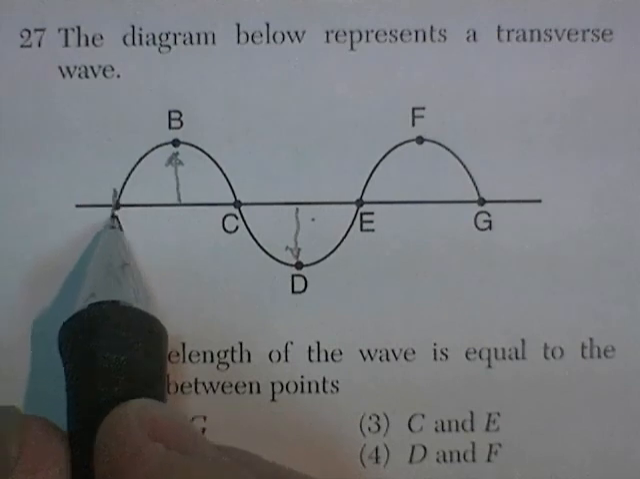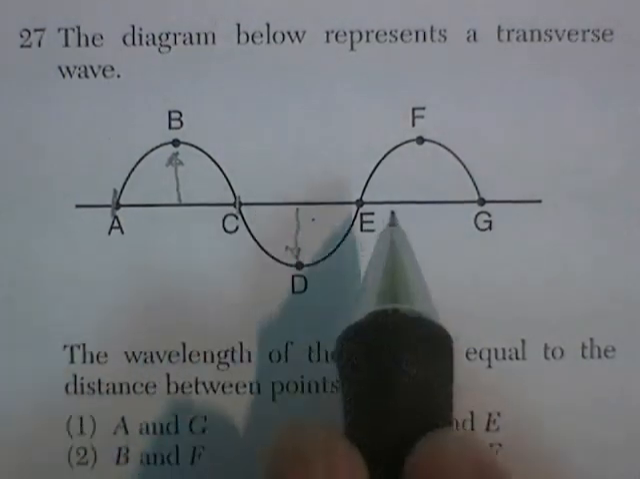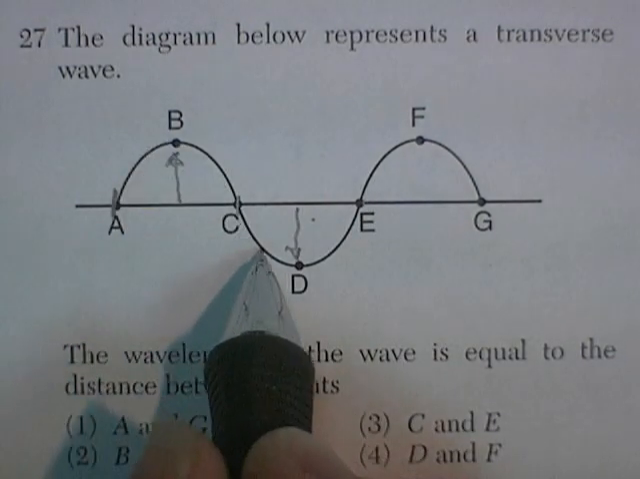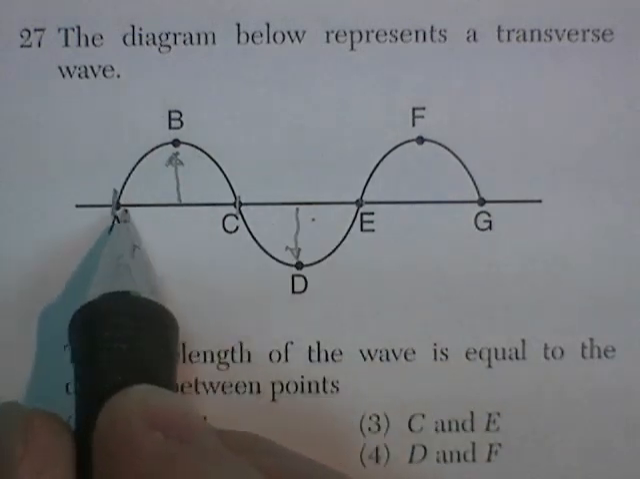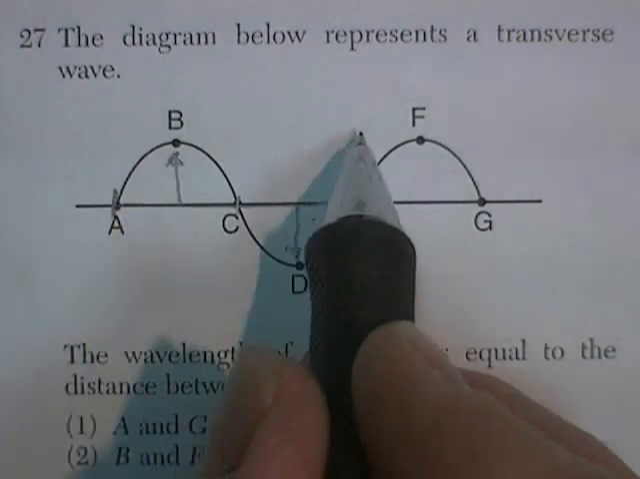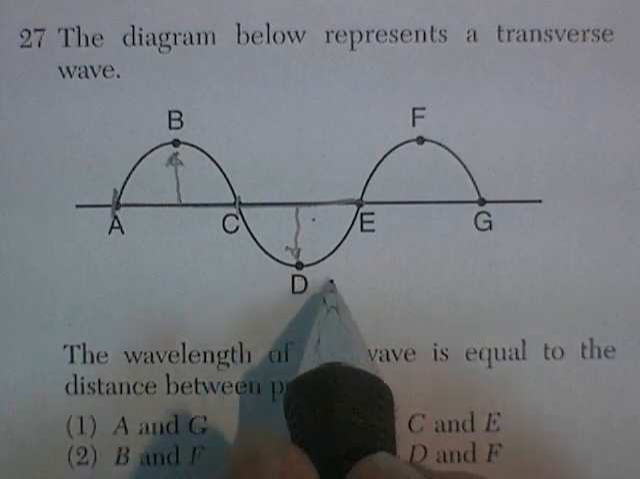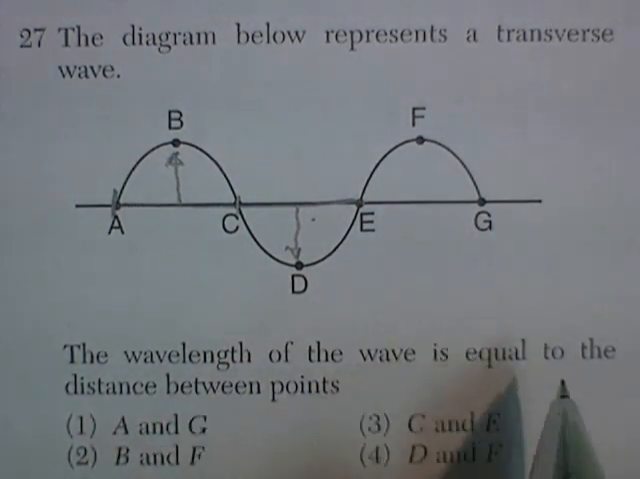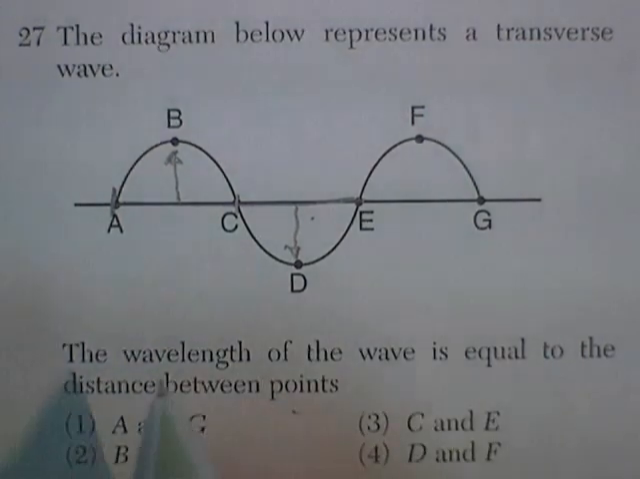From that point, half a wavelength, we go through 360 degrees of phase angle. That's a full wavelength. So this would be a wavelength from here to here. The wavelength of the wave is equal to the distance between points. So they're asking us specifically about wavelength.